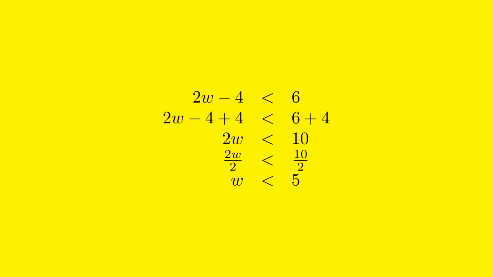Step 2. In this step, we need to isolate w completely by getting rid of the coefficient in front of w. Currently, we have 2w is less than 10. To isolate w, we'll divide both sides of the inequality by 2.